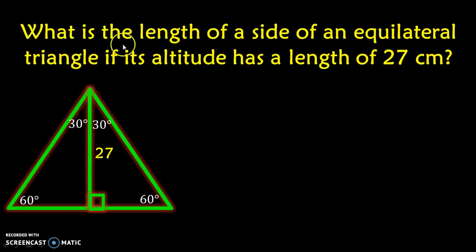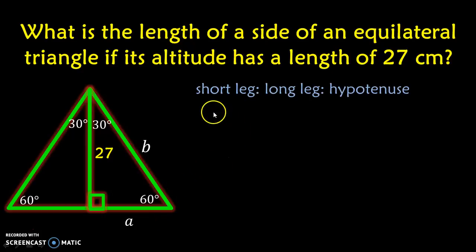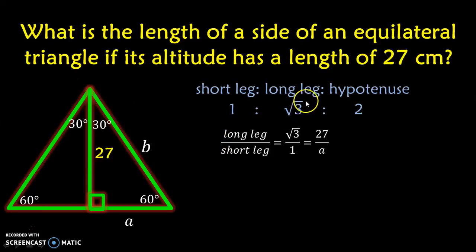Another. What is the length of a side of an equilateral triangle if its altitude, this height here, has a length of 27 centimeters? Let's say this side is A and this side is B. So we know for a fact that the ratio is 1 is to square root of 3 is to 2. So the ratio of the long leg to the short leg is square root of 3 is to 1.